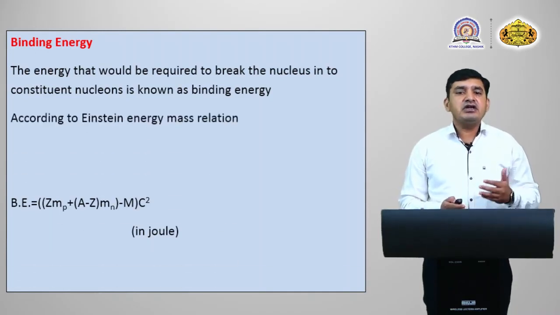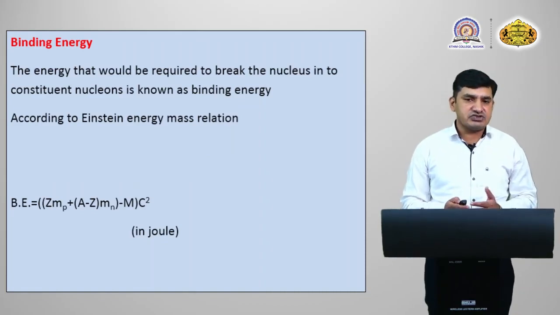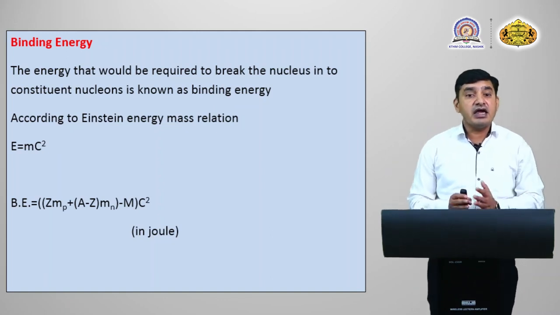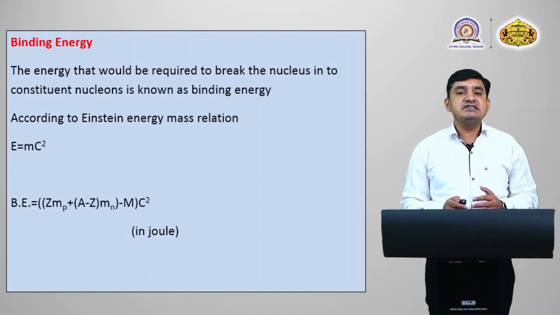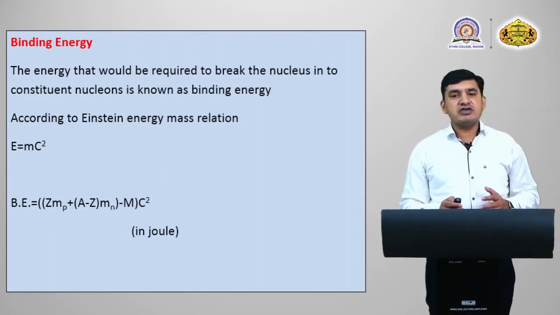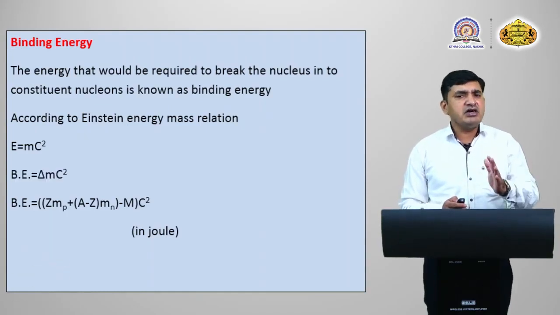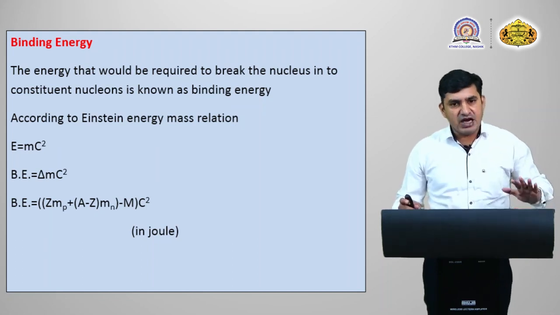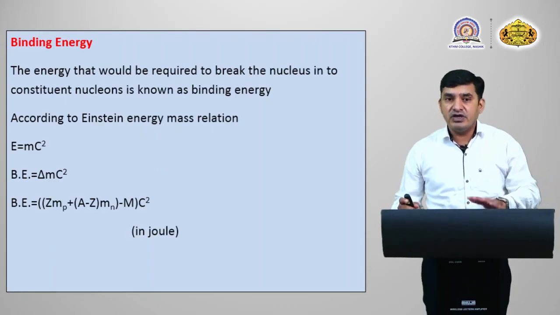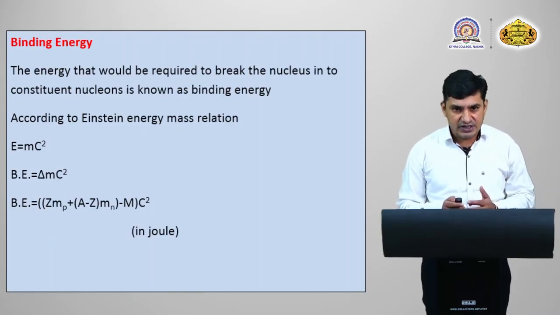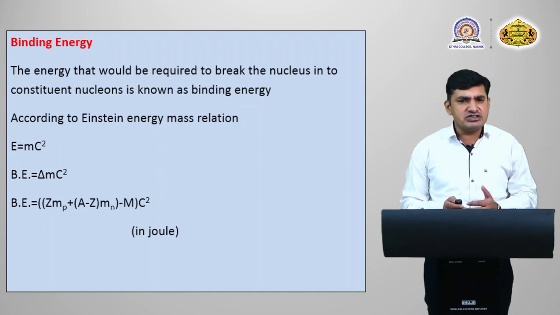binding energy. Here, according to Einstein's energy-mass relation, we know that energy is equal to m c square, where m represents mass and c is the velocity of light, and we know that the velocity of light is 3 into 10 raised to 8 meter per second. This can be written in terms of the binding energy. So, binding energy is equal to delta m, where delta m is the mass defect, into c square, where c is the velocity of light.